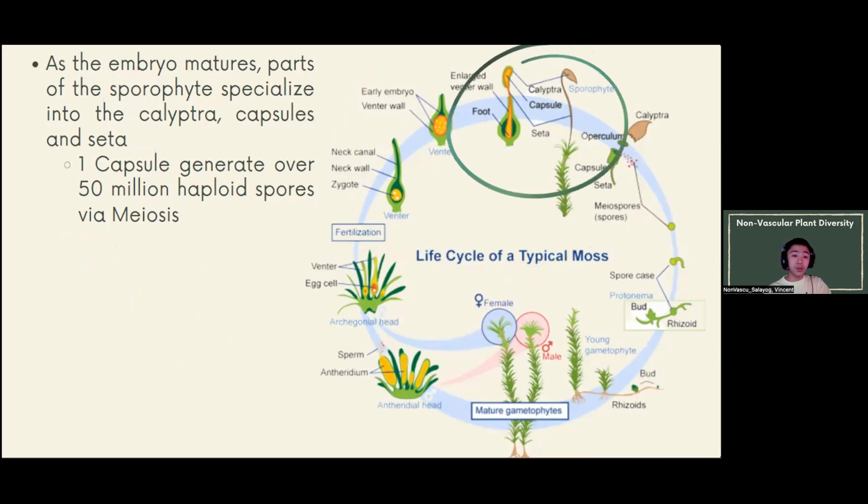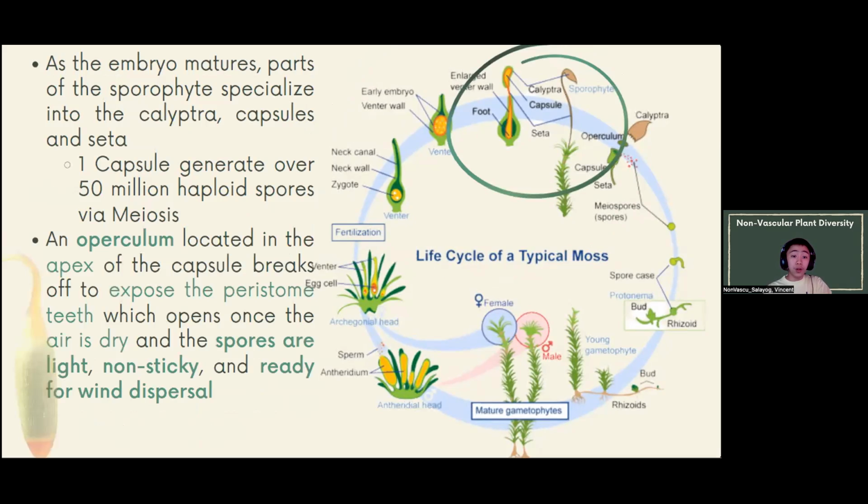And as the embryo matures, parts of the sporophyte specialize into the calyptra, the capsule, otherwise known as a sporangium, and the seta, otherwise known as a stalk. One capsule is able to generate over 50 million haploid spores via meiosis. Then an operculum located at the apex, or on top of the capsule, breaks off to expose the peristome teeth, which open once these conditions are fulfilled.